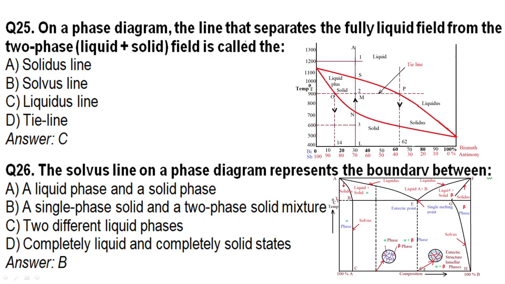On a phase diagram, the line that separates the fully liquid field from the two-phase liquid and solid field is called the liquidus line. This is the liquidus line that separates the fully liquid field from the two-phase liquid and solid field.